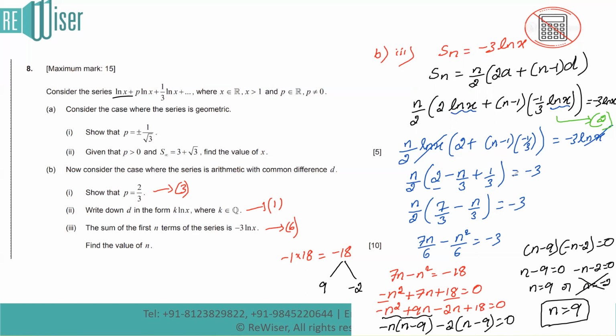The third mark is for writing the equation without ln, so that's basically cancelling out the ln. The fourth mark is for writing the quadratic equation, so getting down this quadratic equation, fourth mark. The fifth mark is for getting this factorized form. And the final mark is for getting this value of n to be 9. And this is how the 6 marks are distributed for this sum.